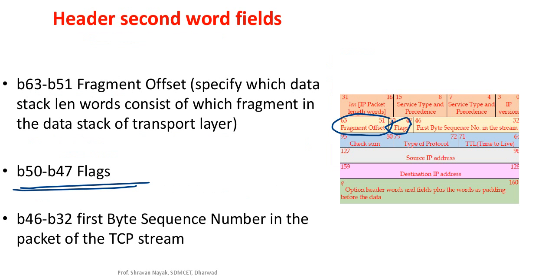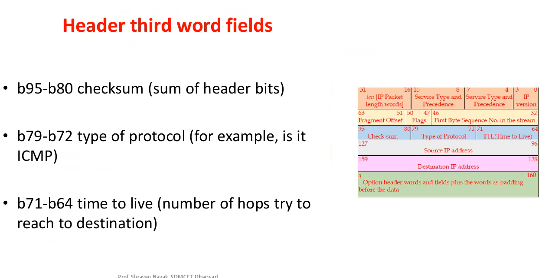Then you have bits 95 to 80, that is called the checksum. And bits 79 to 72, the type of the protocol. There are different other types of protocols which this IPv4 supports. Then you have B71 to B64, which is called the time to live. Time to live basically means the number of hops taken to reach the destination.